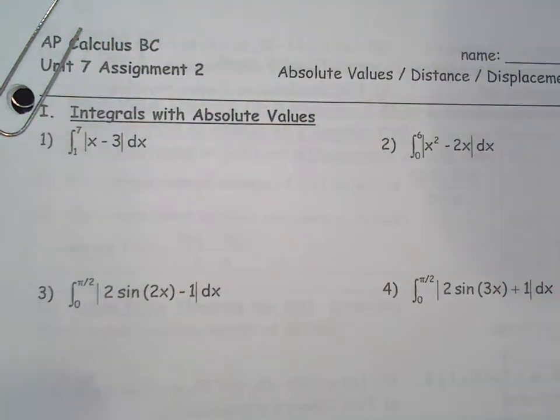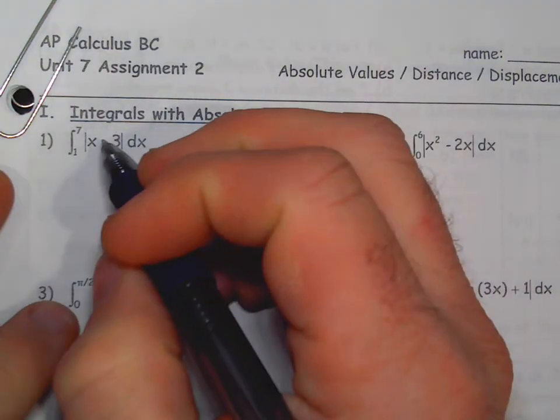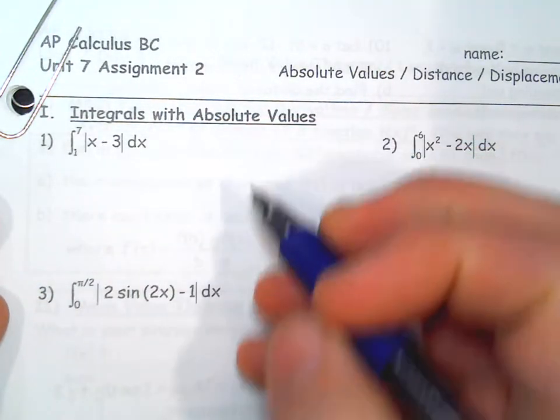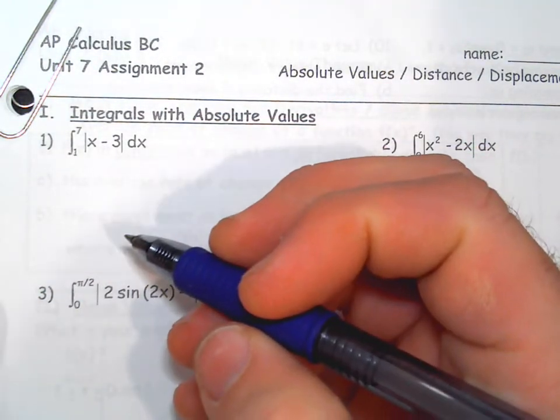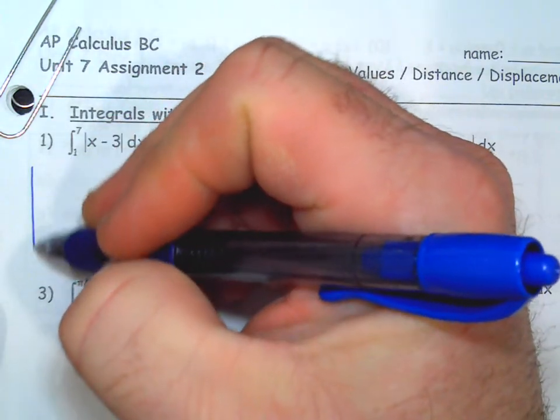So we have some absolute values and distance and displacement. So absolute values, we can do potentially three different ways. These linear absolute values you can do with geometry. So you could just draw a picture.